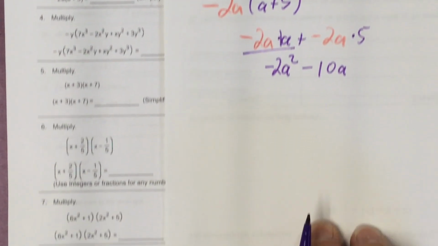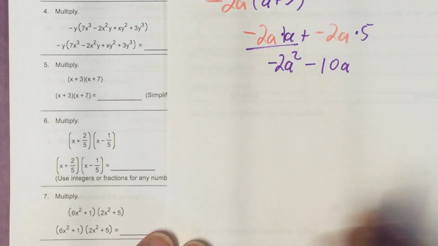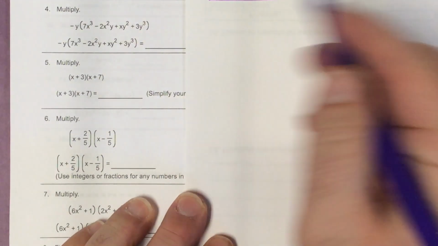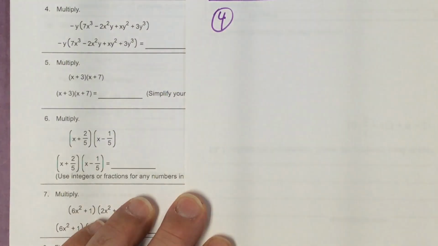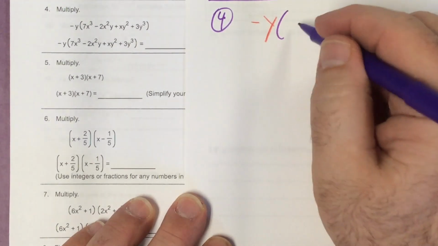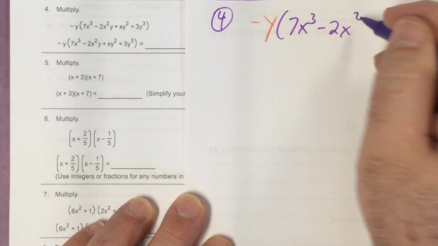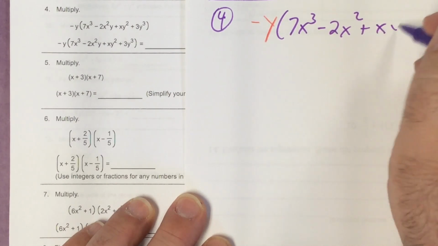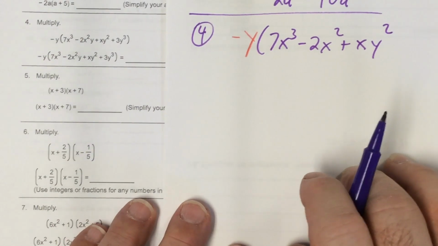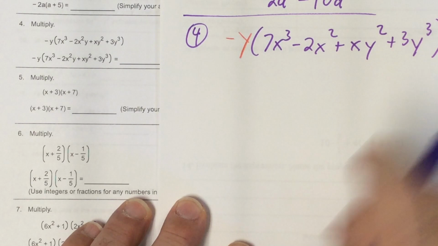I'm going to move this up a little bit here. If you want to get that, make sure to copy that before I move on. And I'm going to show the next set of work here. So in question 4, it's asking me to multiply a negative y times 7x to the 3rd minus 2x squared plus xy squared. Make sure everyone can see this. Plus 3y to the 3rd.